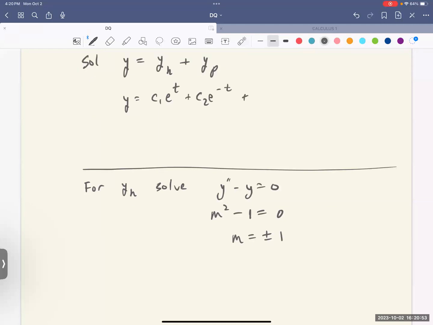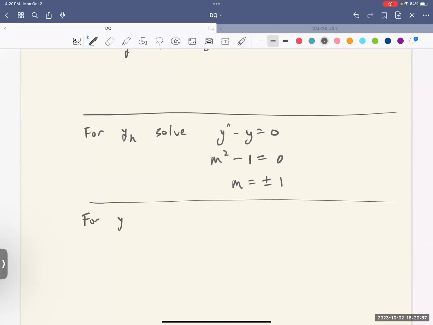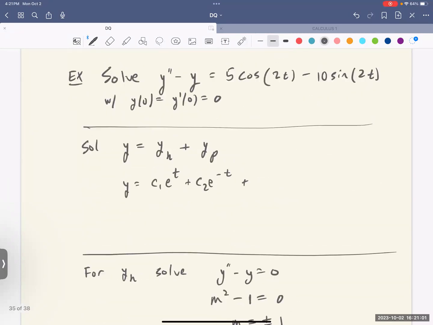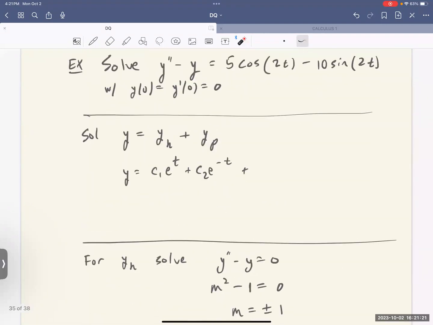Now we need y sub p. For y sub p, we need an appropriate form of a particular solution that matches the right side. That was our cosine and sine. So we have a cosine 2t plus b sine 2t. Then we'll go find our coefficients, the a and the b, and you do that again by plugging y sub p back into the equation.